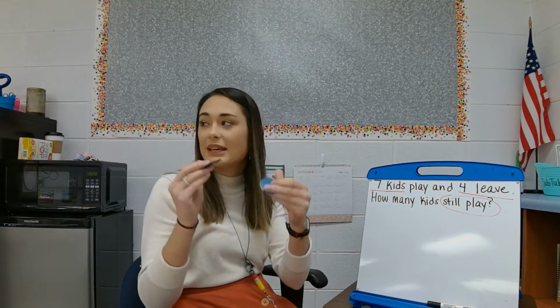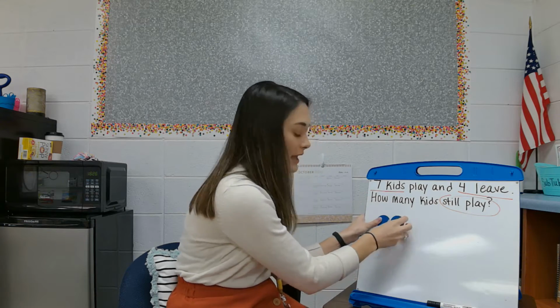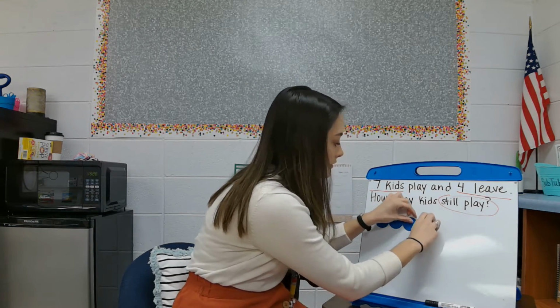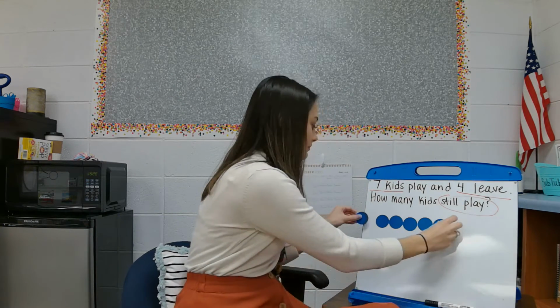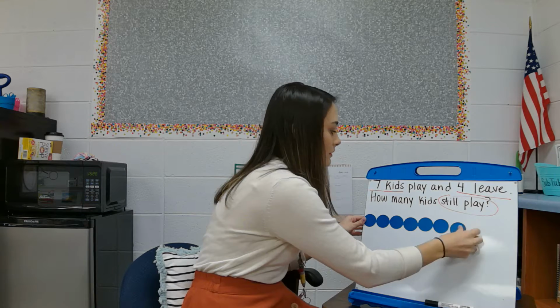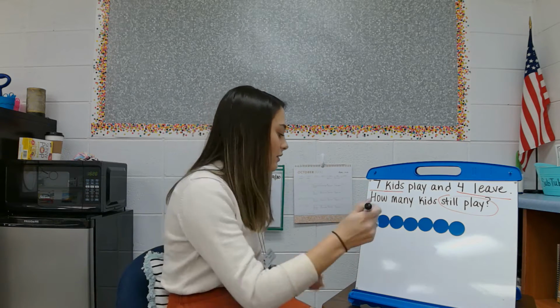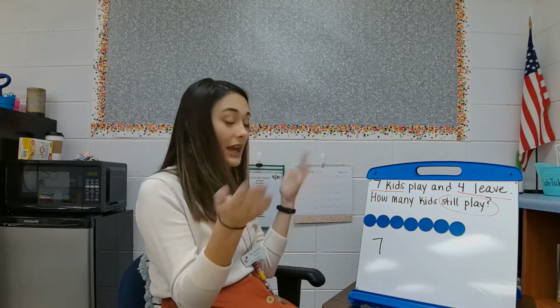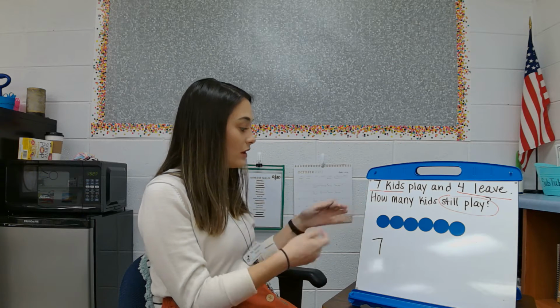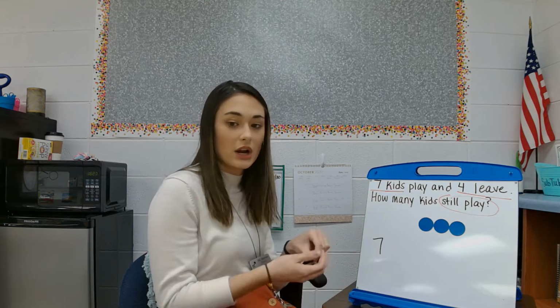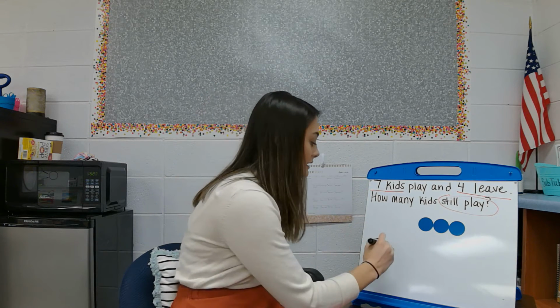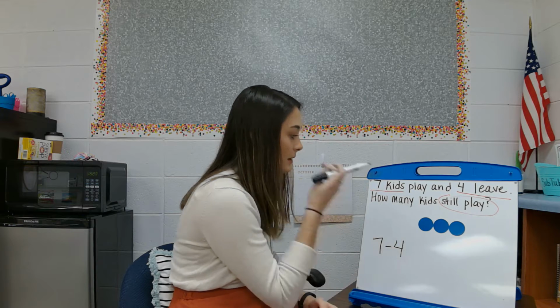So I'm going to use my counters to show the 7 kids that were playing. All right, so I know that I had 7 kids playing. And then 4 left. When they leave, they're gone. You take them away. So let's take away 4. 1, 2, 3, 4. So I took away, or I subtracted 4.